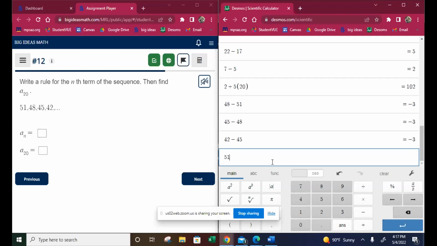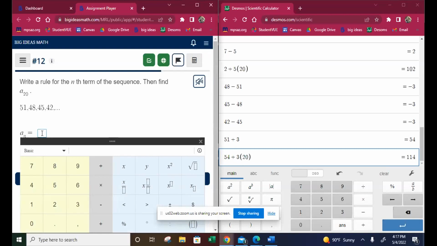It would be 51 plus 3? Yes. You're actually subtracting the difference, but in this case, it ends up being adding 3. And visually, you should say, okay, is that right? If the numbers are going down, like you just did there, it's got to be bigger on the left. So 54 plus 3n.